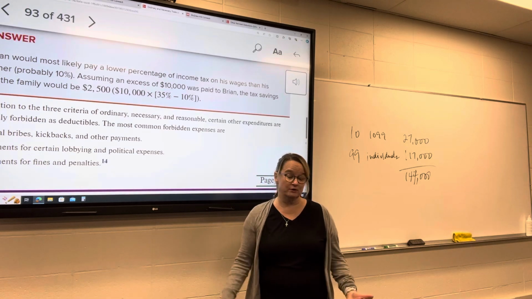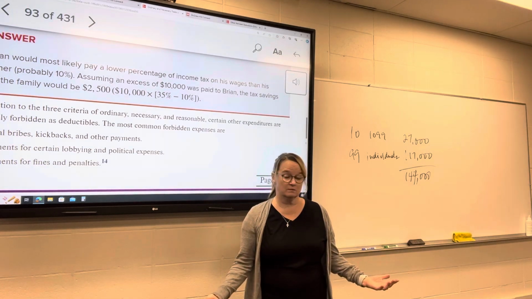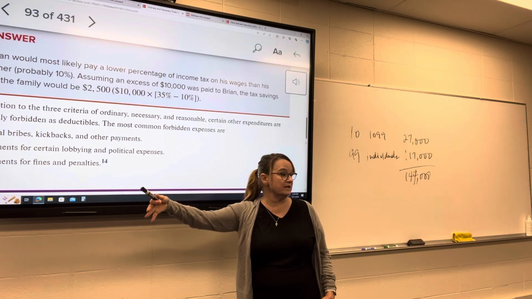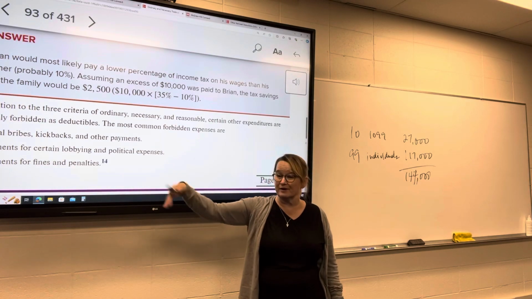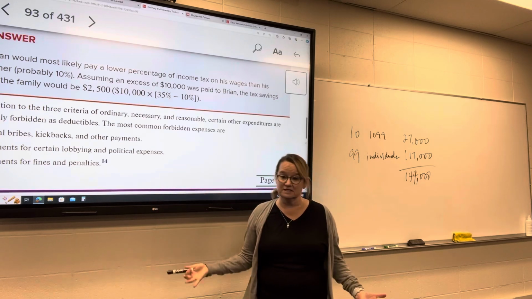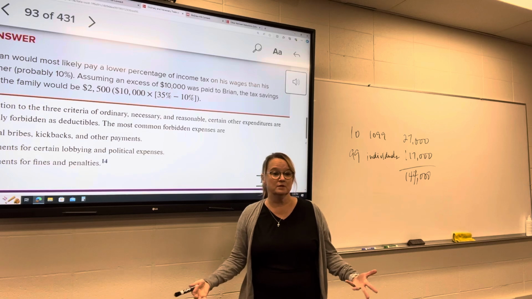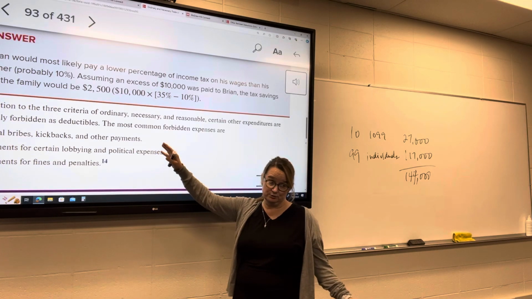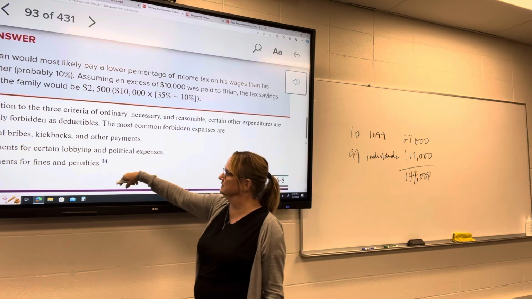So even if it's part of the cost of doing business, okay? Lobbying and political expenses, so if you're making donations, we hear about corporations making these donations to political parties and all that stuff, you can't deduct them. They're not deductible to the corporation, and they're not deductible to individuals, either, or individual businesses.